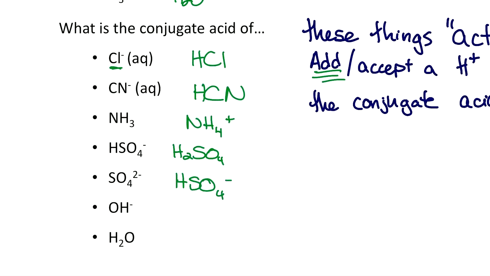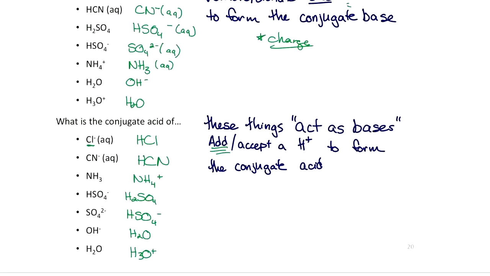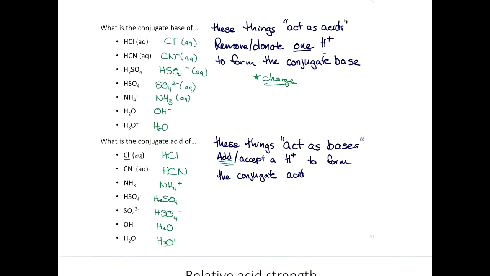All right, hydroxide, you add an H+, you get water. And then finally, water, if that is acting as a base to make its conjugate acid, what do you get? H3O+. Very good. All right, so all of these things act as bases. You add an H+ to form that conjugate acid.